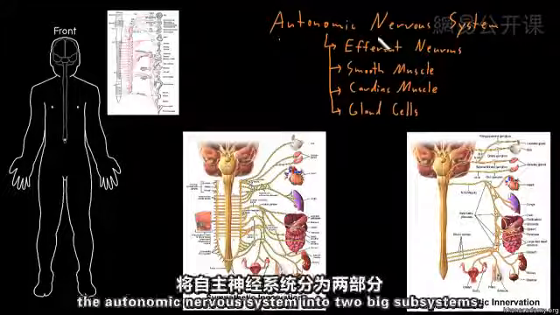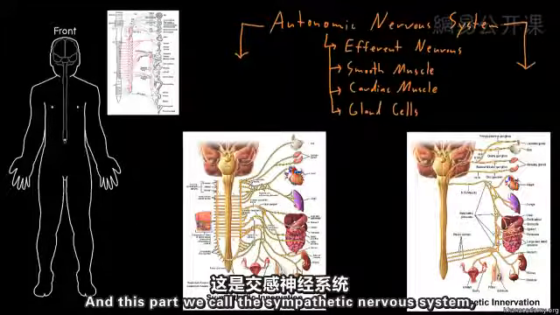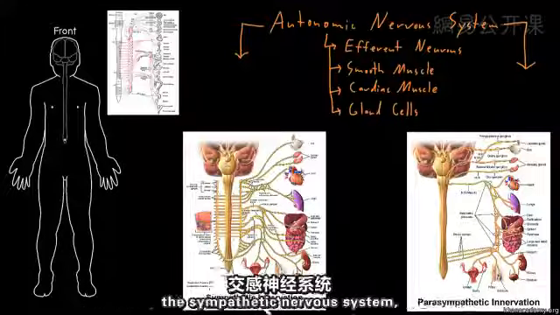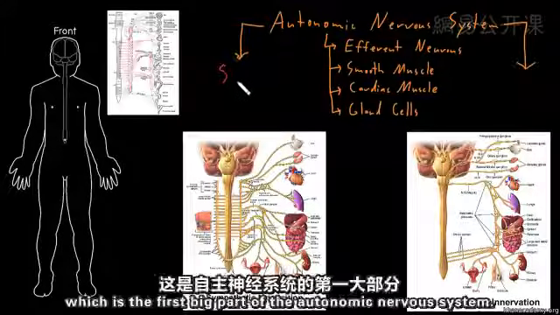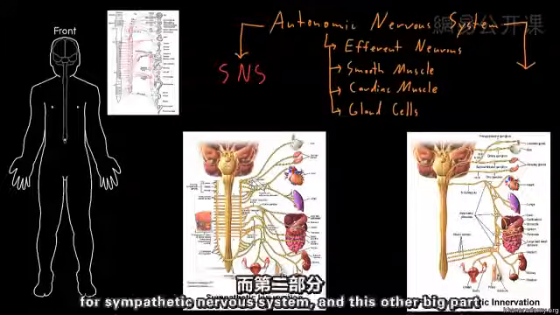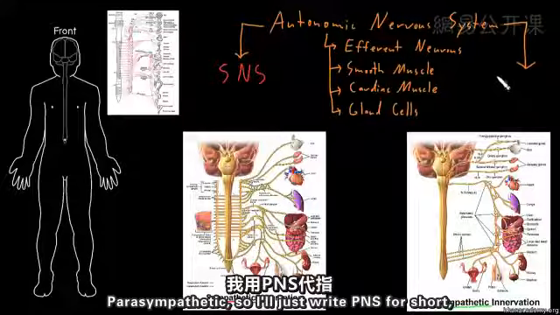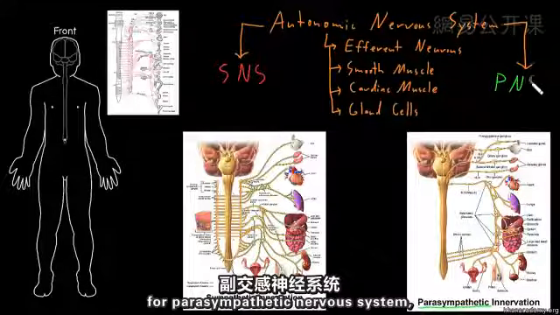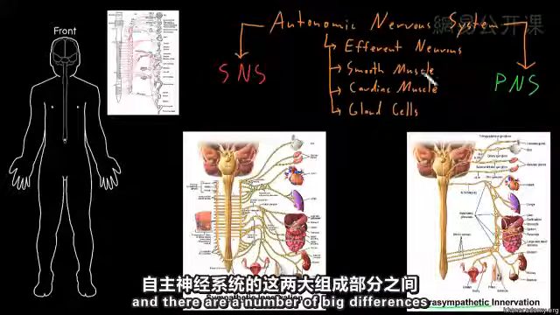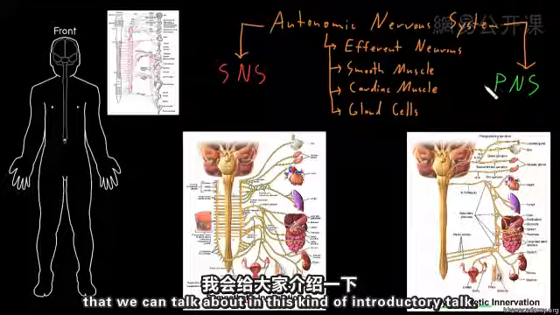And we divide the autonomic nervous system into two big subsystems. So let me write two big arrows here. And this part we call the sympathetic nervous system, which is the first big part of the autonomic nervous system. So I'll just write SNS for short for sympathetic nervous system. And this other big part we call the parasympathetic nervous system. Parasympathetic, so I'll just write PNS for short for parasympathetic nervous system. And there are a number of big differences between these two parts of the autonomic nervous system that we can talk about in this kind of introductory talk.